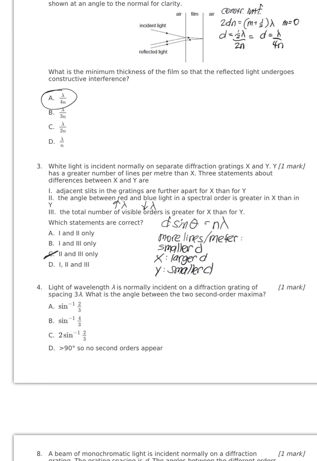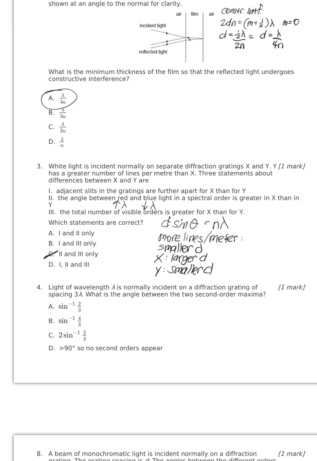And so looking at slit separation, for any given wavelength, red or blue, x has a larger slit separation, a bigger d. And so I can see that d and sine theta are inversely proportional, so that for any given n lambda, n just being an integral number, for any given wavelength with a larger slit separation d, I'm going to have a smaller sine theta.